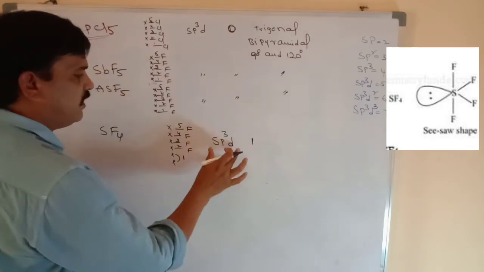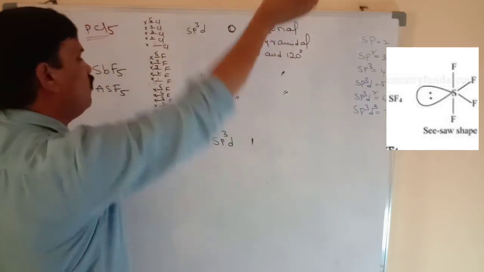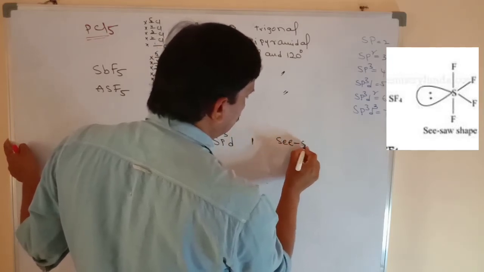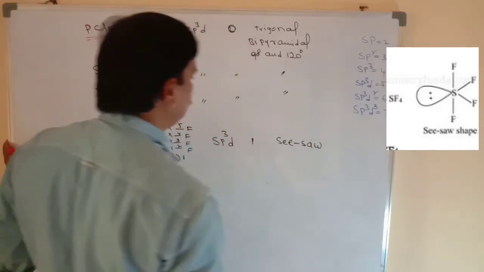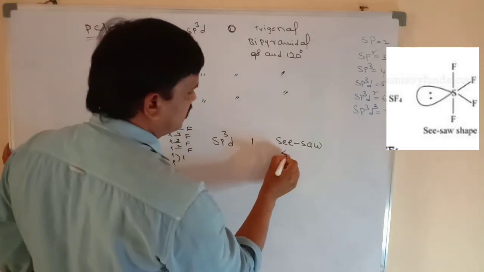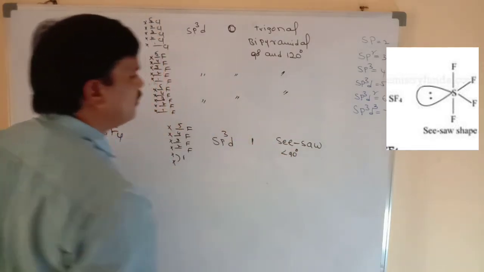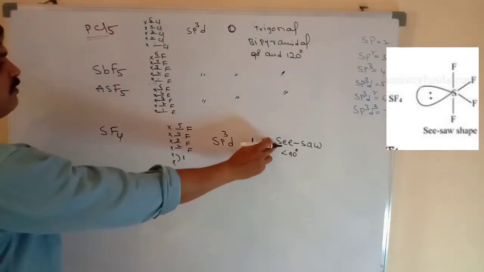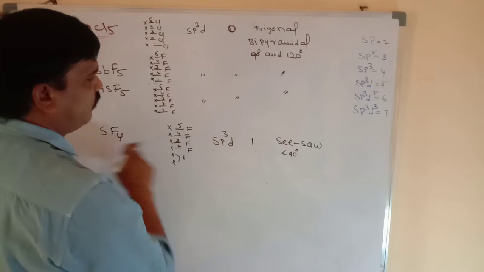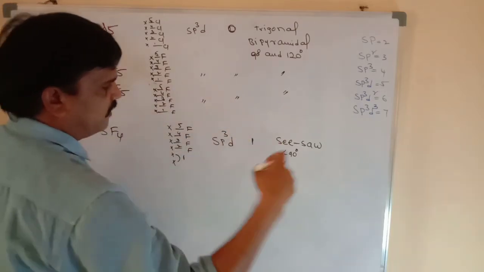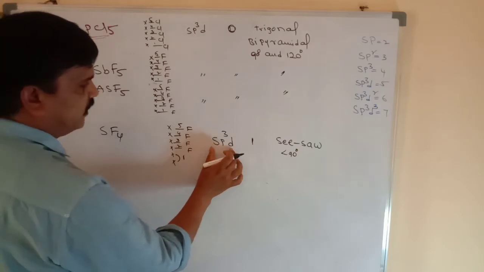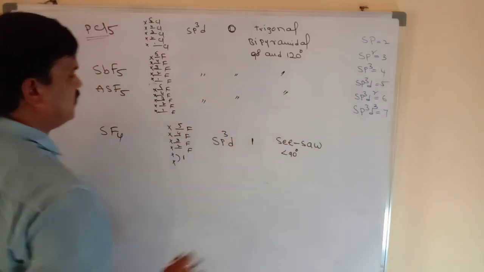Any molecule with this type of hybridization and one lone pair has a seesaw shape, and the bond angle is less than 90 degrees. So what is the shape of SF4? The shape of the molecule is seesaw. How to draw the seesaw shape I will discuss in the next class. So just remember that sp3d with one lone pair is the seesaw shape.